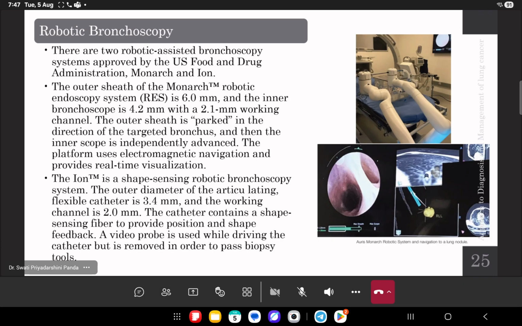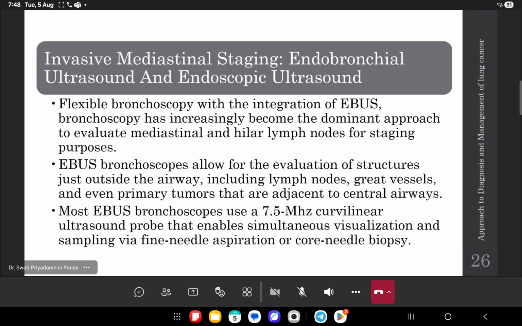The Ion is a shape-sensing robotic bronchoscopy system. The outer diameter of the articulating flexible catheter is 3.4 millimeter and the working channel is 2 millimeter. The catheter contains a shape-sensing fiber to provide position and shape feedback. A video probe is used while driving the catheter but is removed in order to pass the biopsy tool.